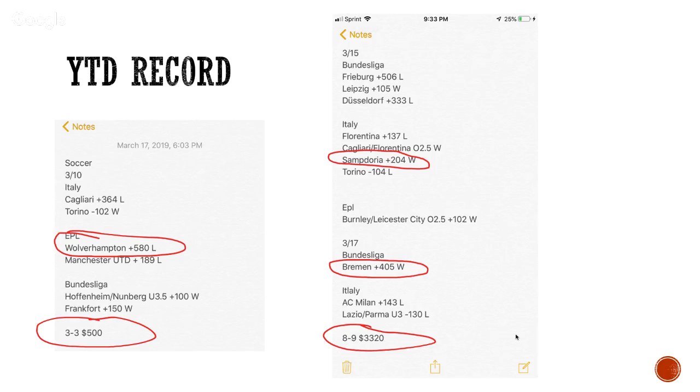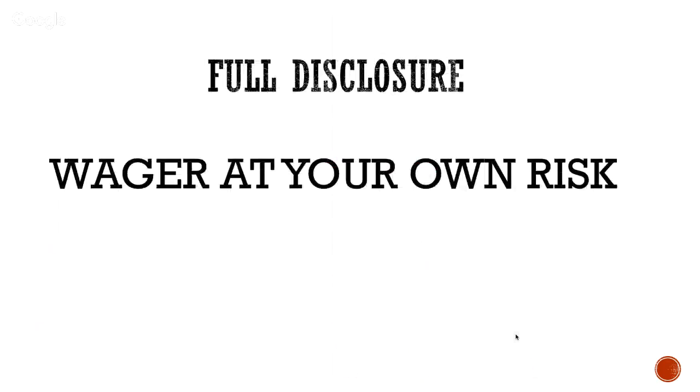And when you have that much opportunity to hit a dog, you don't have to have a 60% win percentage to turn a profit. Again, we're 8-9, up $3,300. So that's really good. But as always, full disclosure, wager at your own risk. Again, I haven't wagered any of my money. If you start wagering, this weekend they're on international break, so there aren't any games. There will be next week. And if you lose money, that's at your own risk. That's on you.